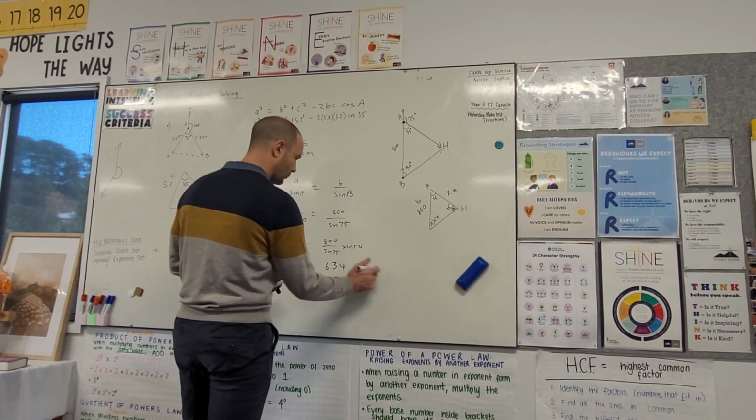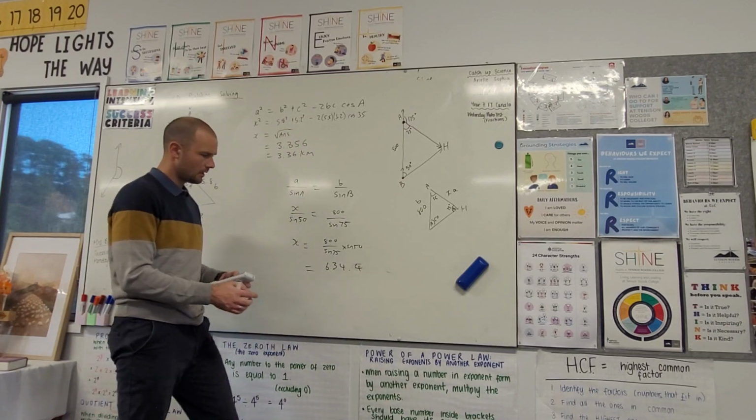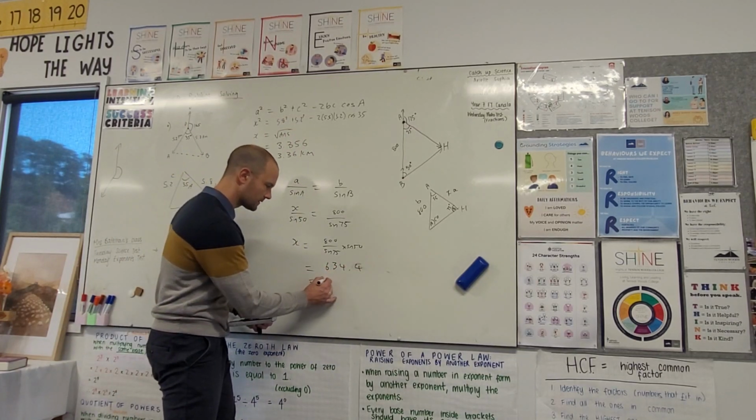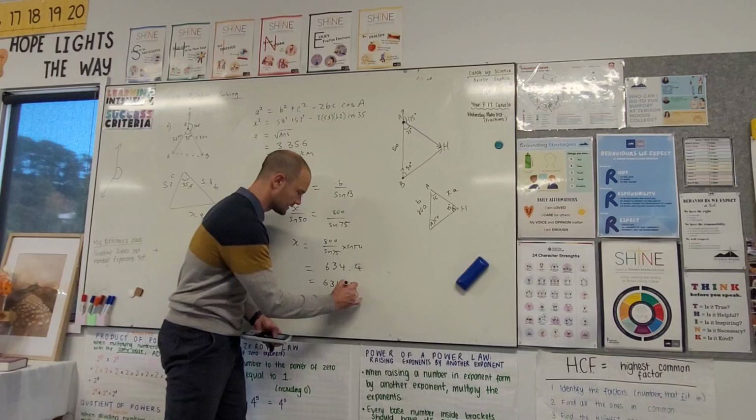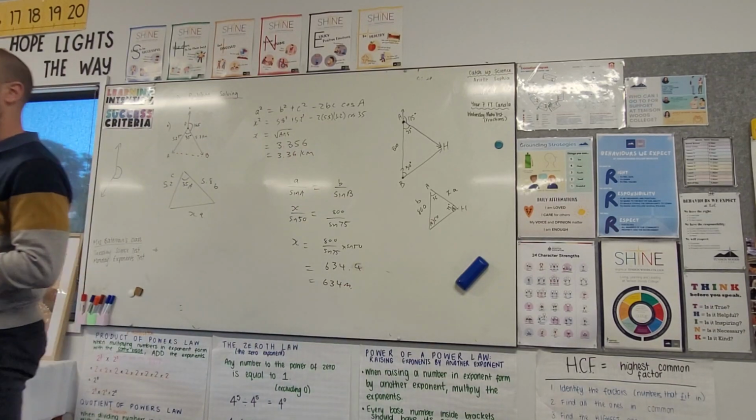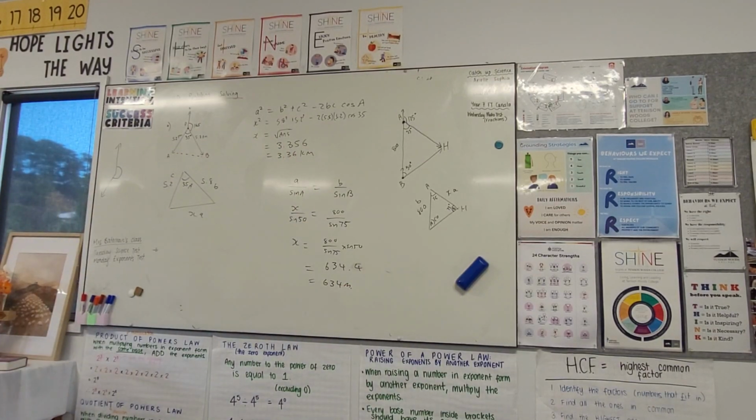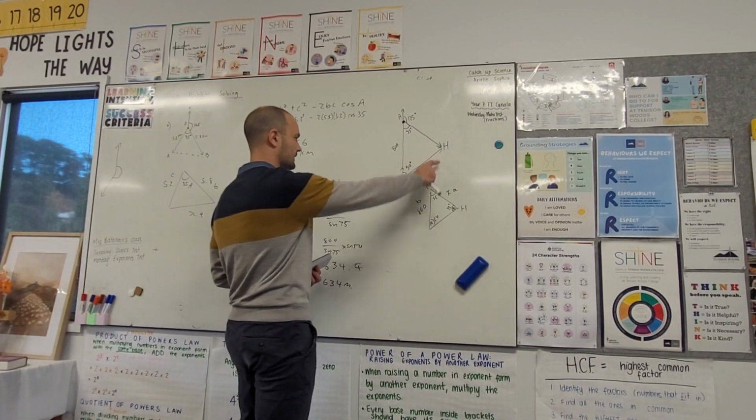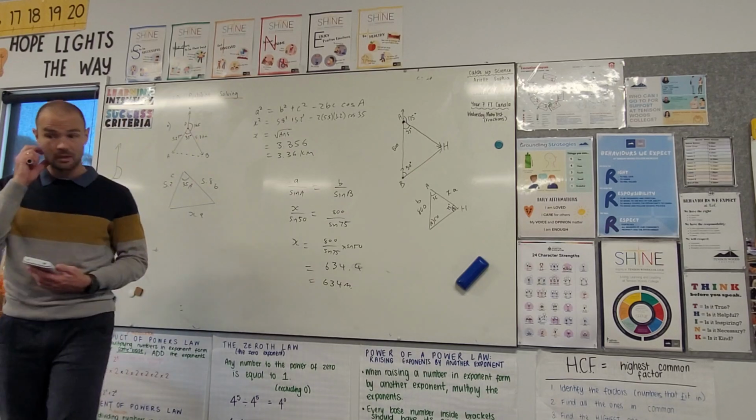So I'm going to write 4 figures and 4 rounds down. So we'll have 634 meters between A and the house. All right, now we could repeat the process to find the distance between the house and B, but I think we'll leave that because it's just another application of the sine rule.